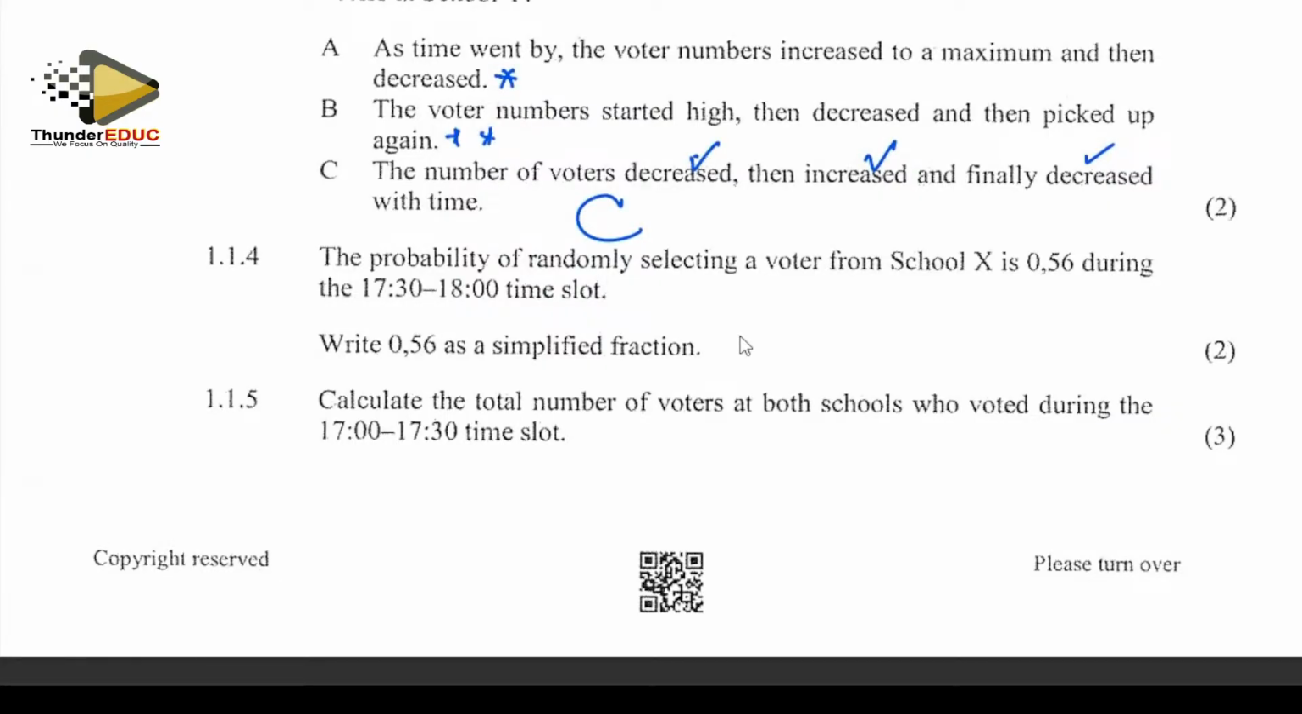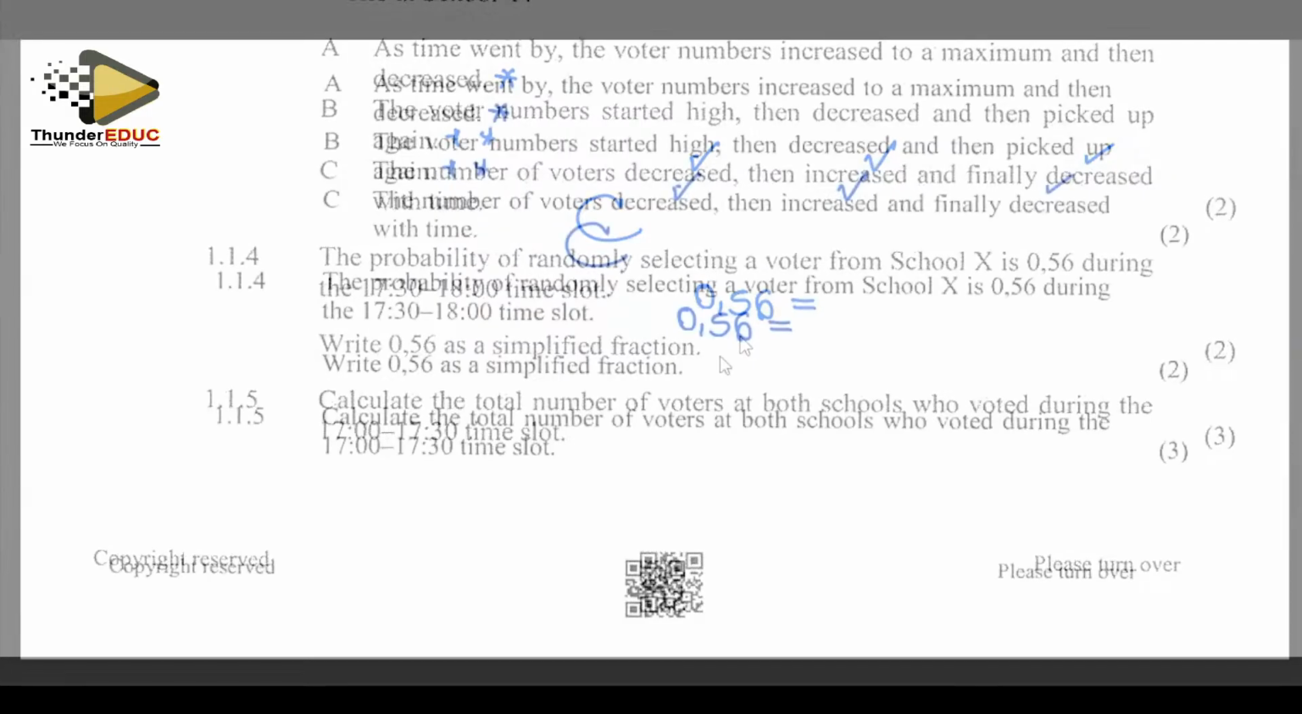The probability of randomly selecting a voter from the school is 0.56 during the 17 hours, 30 minutes to 18 hours time slot. Write 0.56 as a simplified fraction. So simple. Those ones who don't know, just put this in your calculator and you press equal signs.